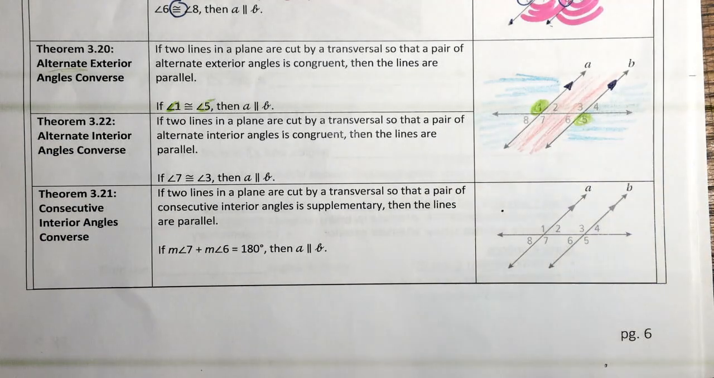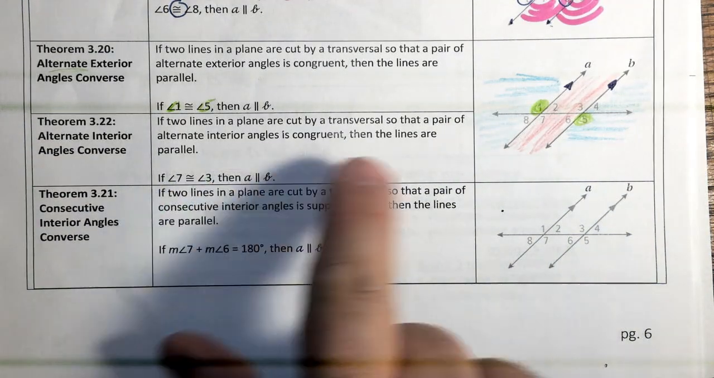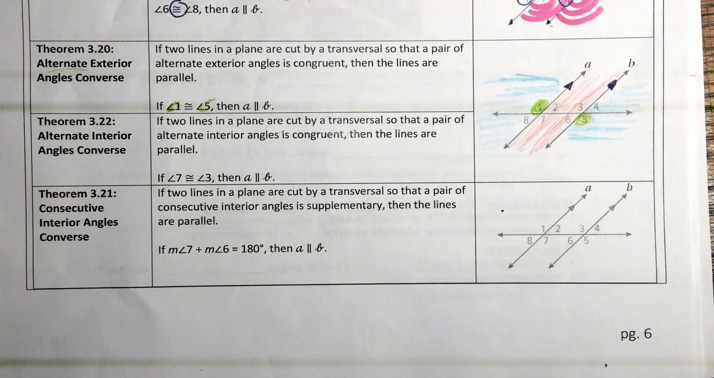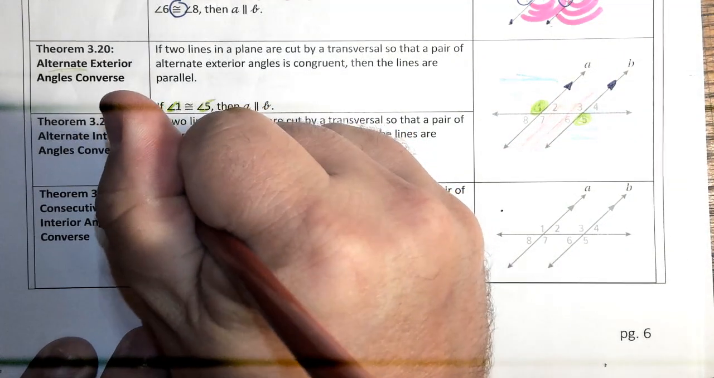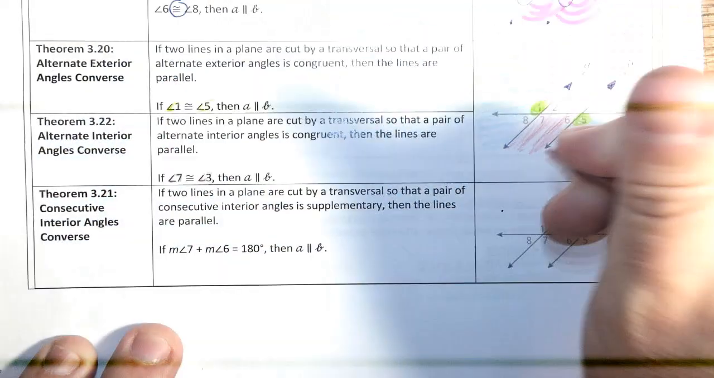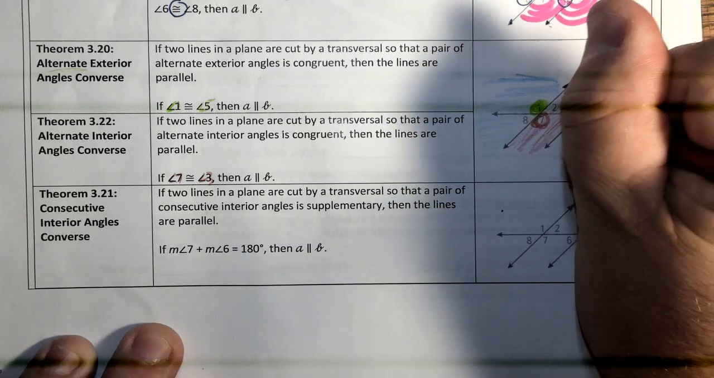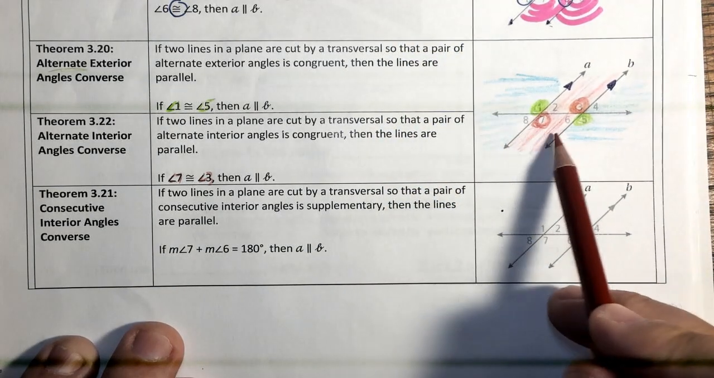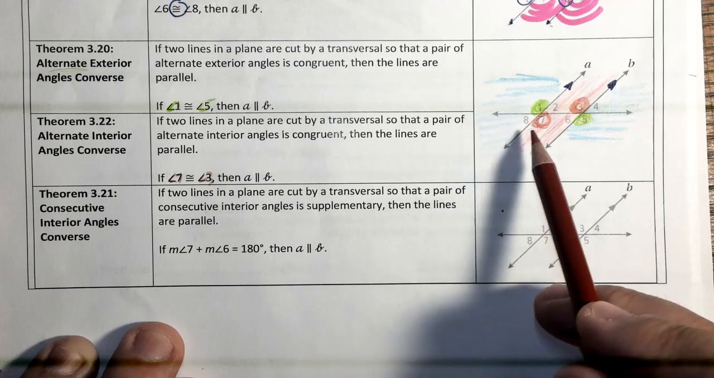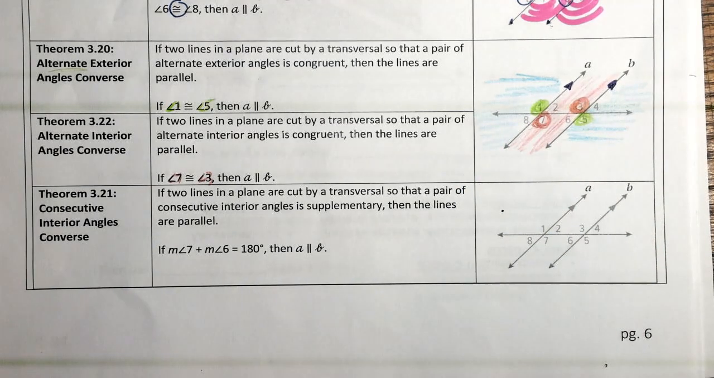All right, so we're on the interior, and then it says alternate. And this is 7 and 3 that they're talking about. We'll do brown. So 7 and 3. Notice they're inside, and this is on the top, this is on the bottom. So alternate interior: if those angles are congruent, then those lines are parallel, or if these lines are parallel, those angles are congruent.